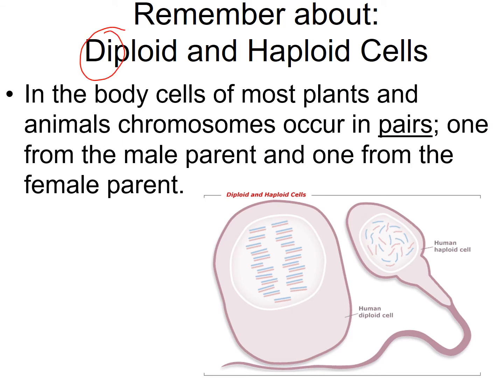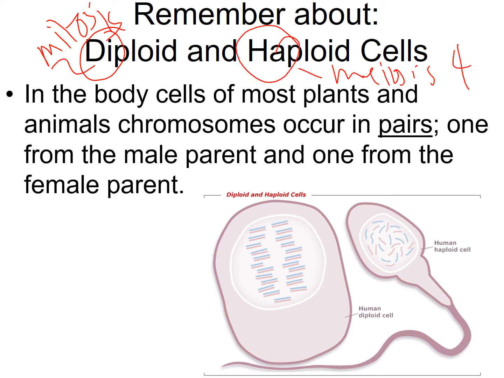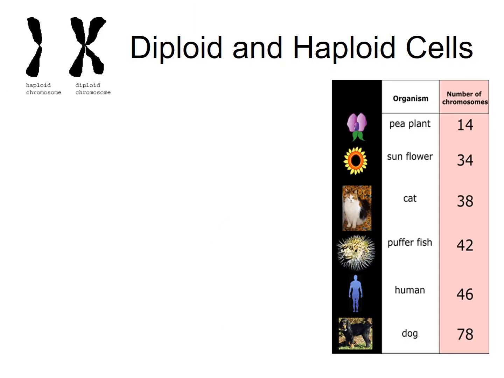Remember, diploid was with mitosis, and it was 2 cells, and haploid was in meiosis, and it equaled 4 cells. But diploid also happens when egg and sperm meet. In the body cells of plants, the chromosomes occur in pairs. As we remember when we talk about meiosis, which is our topic for today, there is a male parent and a female parent, obviously egg and sperm. So, diploid and haploid.